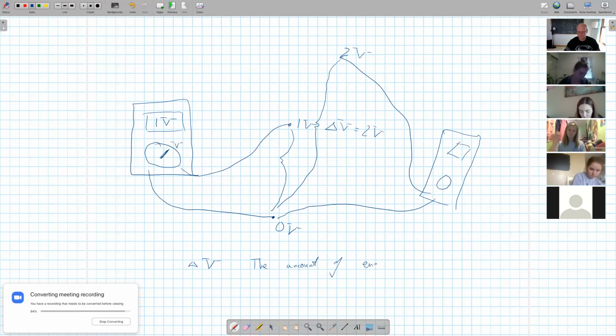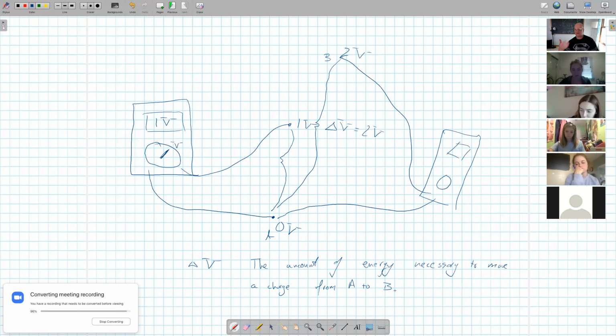necessary to move a charge from point A here to, say, up here to point B. So this is what a volt actually means. So basically it's the change of potential energy, or the amount of energy I would need to move that charge from this location to this location.